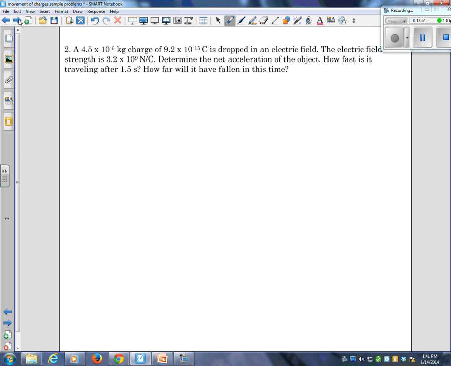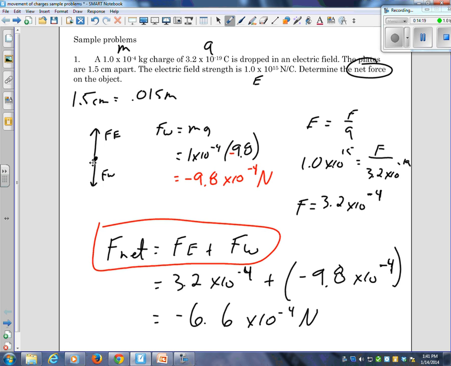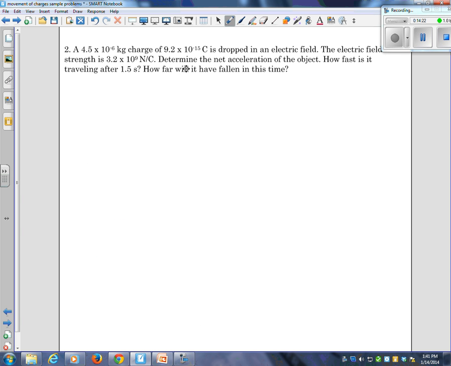Question number 2. A 4.5 times 10 to the minus 6 kilogram object with a charge of 9.2 times 10 to the minus 15 coulombs is dropped in an electric field. The electric field strength is 3.2 times 10 to the 9. Determine the net acceleration of the object, how fast it is traveling after 1.5 seconds, and how far it will have fallen in this time. Before you can find the net acceleration and how far it will have fallen, you're going to have to find the net force. How do we find the net force? Exactly the same way we just did. So it's going to be 3 steps. You guys go ahead and try to come up with the net force, and then I'll show you the rest.